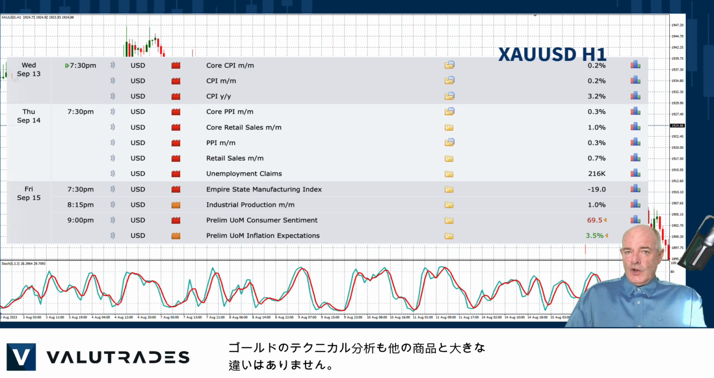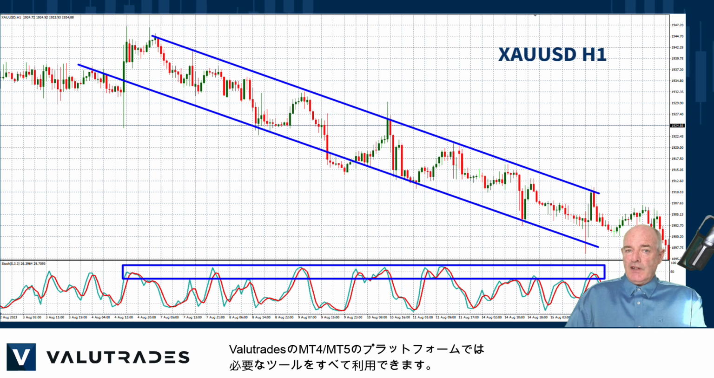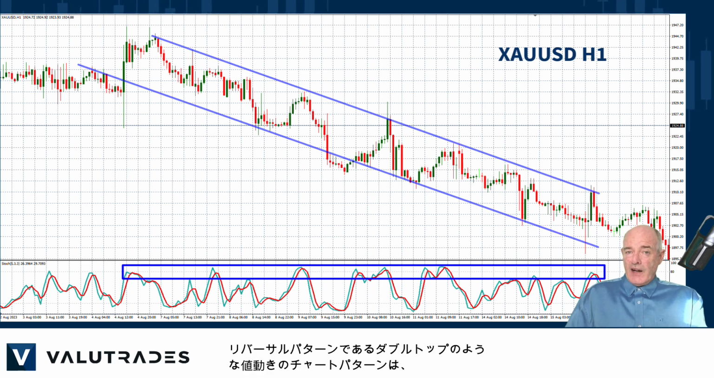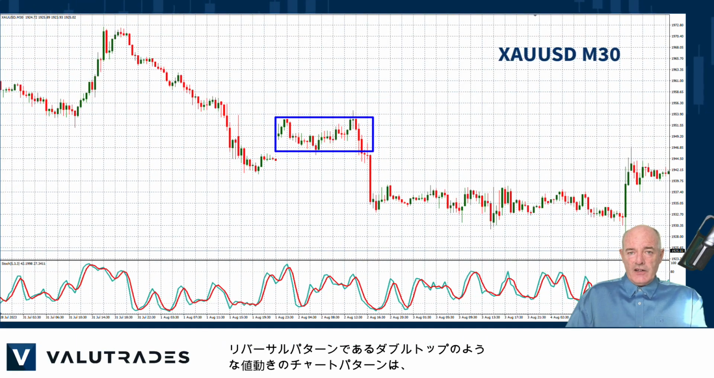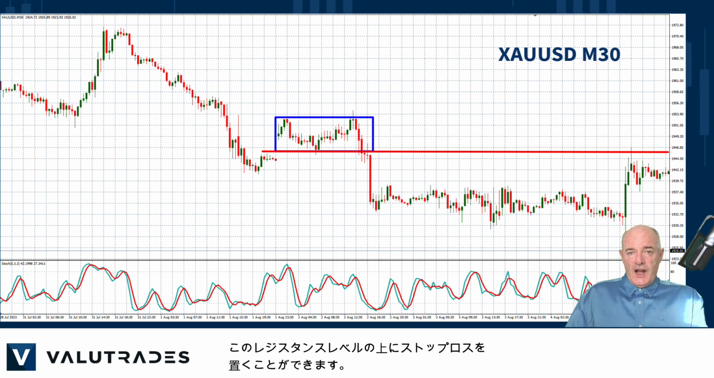Technical analysis on gold is not much different from any other instrument, and the ValueTrade's MT4 and MT5 platforms give you all the tools you need. Price action chart patterns like double tops, which are reversal patterns, are where we can enter trades when price action breaks this level of support at the neckline. You can place your stop loss above this level of resistance.